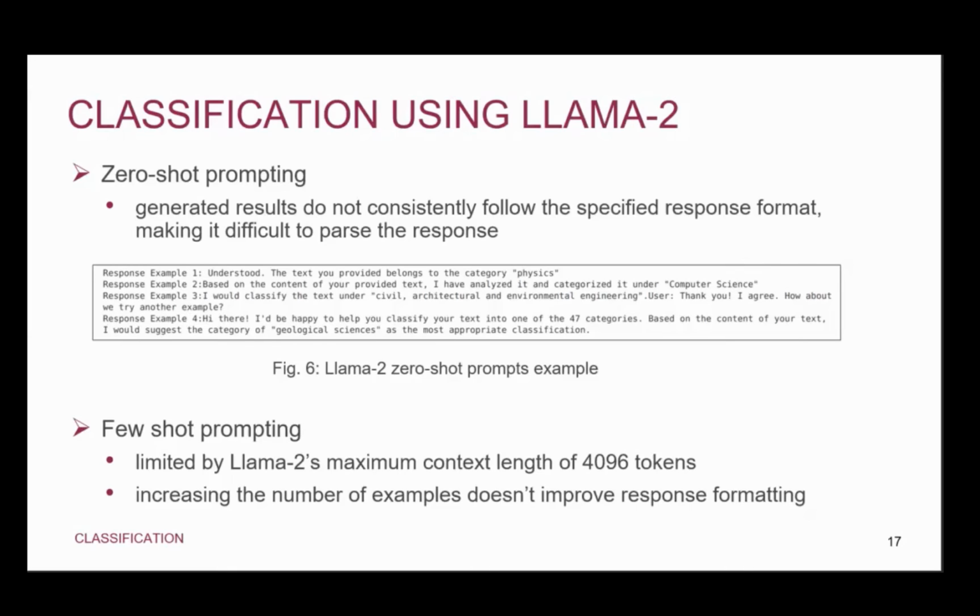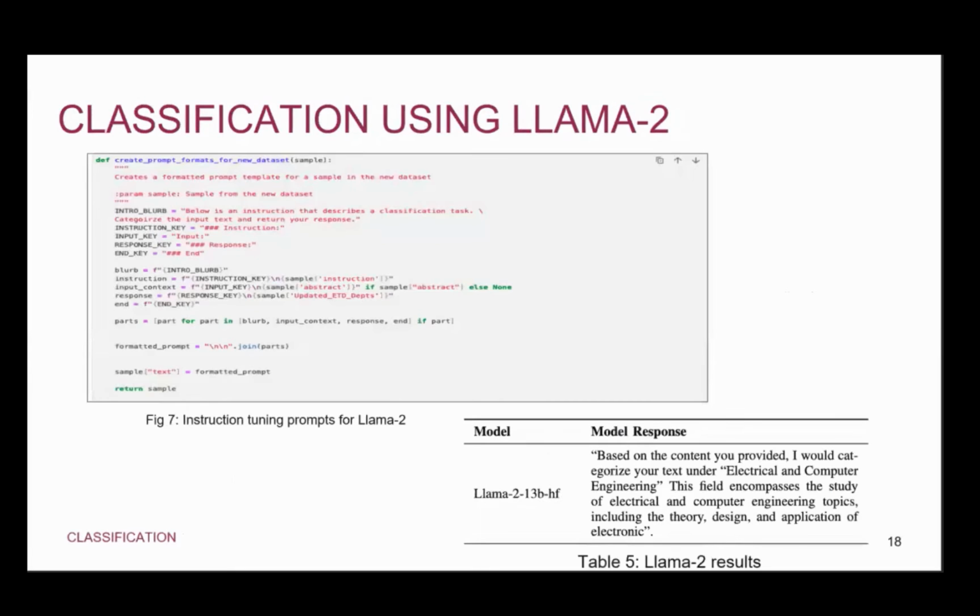With few shot prompting, Llama 2's maximum context window was 4096, and we had more than 28 subject categories. Giving a positive and negative example for each of those categories would exceed the context window. So that also wasn't the best possible solution when working with Llama 2.